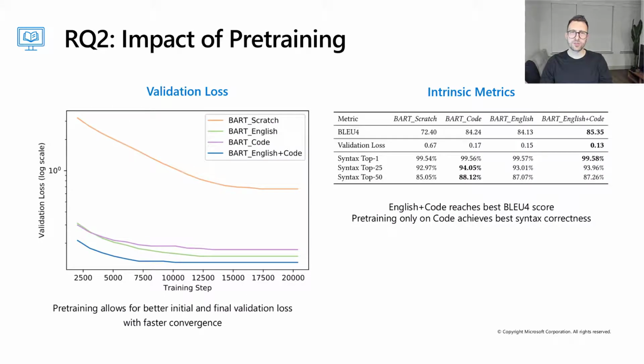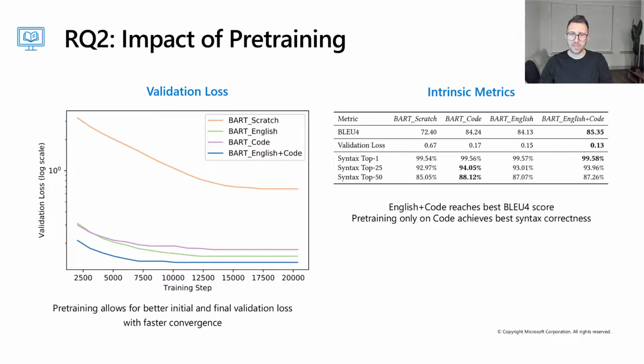In the second research question, we want to understand the impact of the pretraining. In the previous slide, we already saw that in terms of top K accuracy, the model with both pretraining slightly outperformed the other 2 models with only 1 pretraining, and significantly outperformed the model with 0 pretraining. Here we also analyze the validation loss and other intrinsic metrics. The figure shows the validation loss during Assert Finetuning. Here, of course, the lower the better. We see that the pretraining allows for better initial and final validation loss with faster convergence.